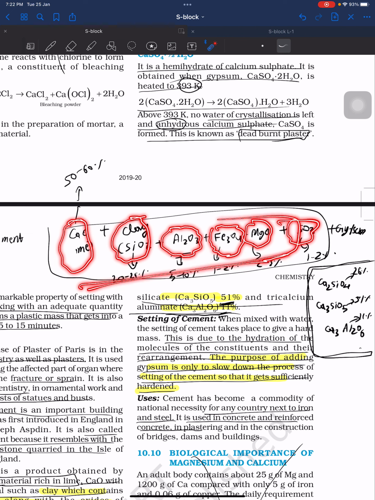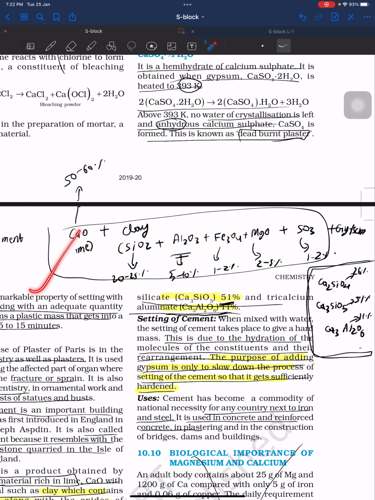Okay, and when this limestone reacts with clay and these are heated together, then what do they form? They form cement clinker. And cement clinker, when it forms, reacts with this gypsum, which is calcium sulfate dihydrate, CaSO4.2H2O, then only cement is formed. And the major constituents of cement are this: dicalcium silicate, tricalcium silicate, and tricalcium aluminate. Why tricalcium? Because Ca3 is there. And this is dicalcium silicate.